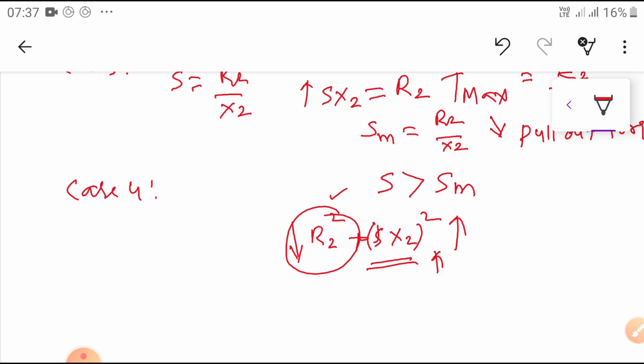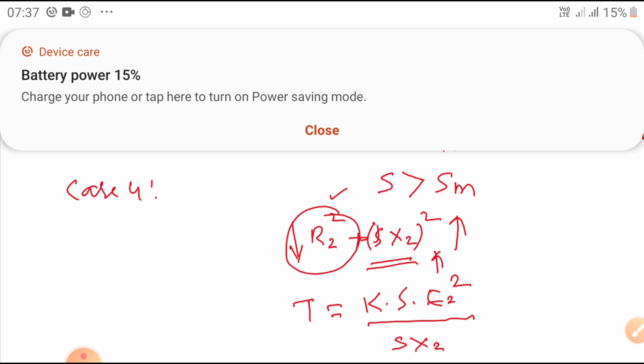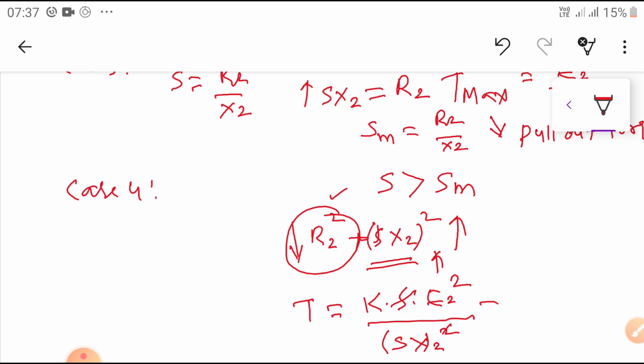Okay, then what will happen? The torque equation is directly proportional. What is the torque equation? That is equal to K into S into E2 whole square by R2 whole square plus Sx2 whole square. Here S will get cancelled, then we are going to get K into E2 whole square.